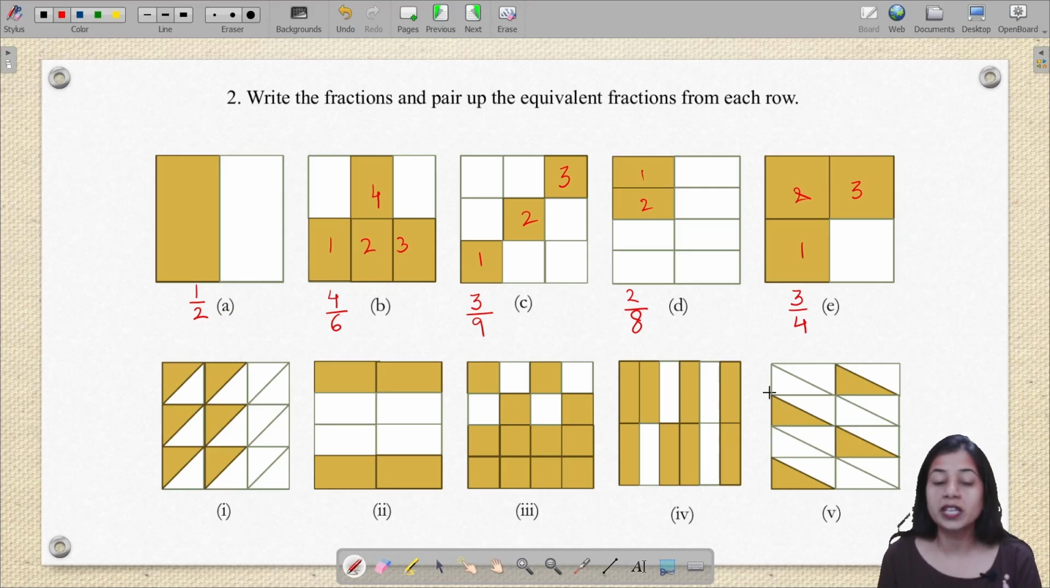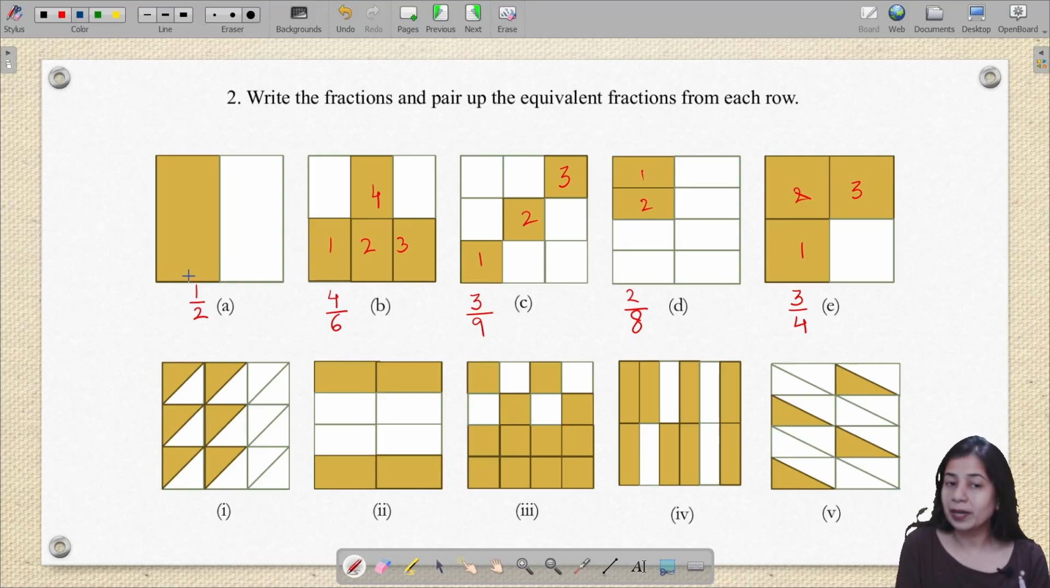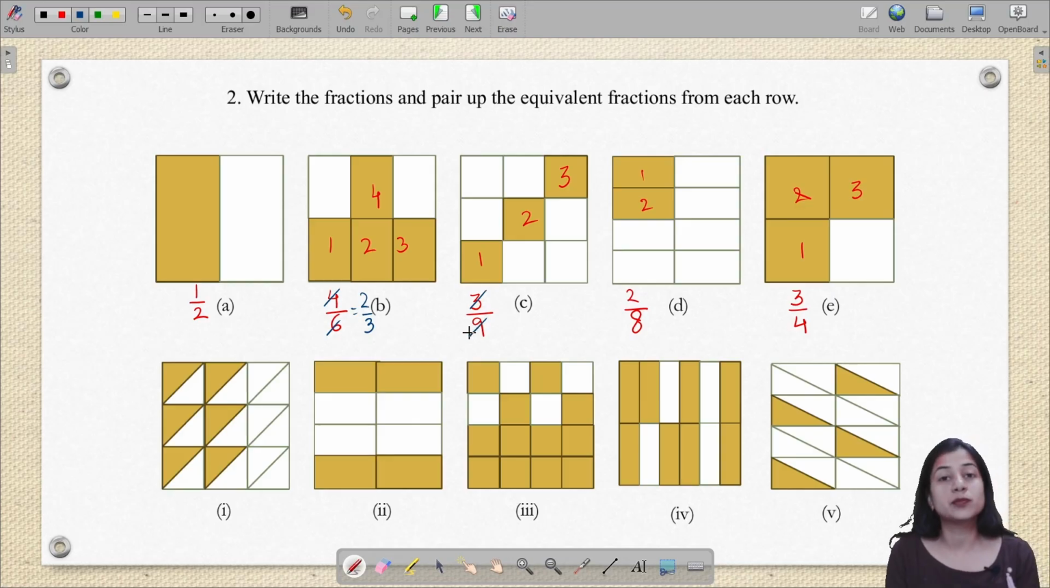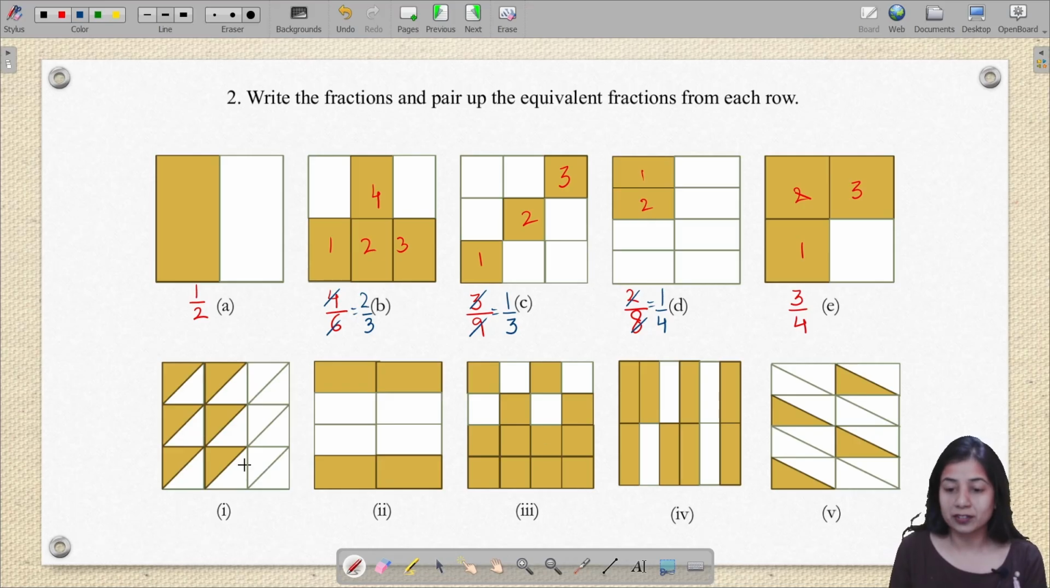So before moving ahead and writing the fractions, let's simplify them. So 1 by 2 is already in the lowest form. Then 4 by 6, both are divisible by 2, giving us 2 by 3. 3 by 9 are divisible by 3, which gives us 1 by 3. 2 by 8 are divisible by 2, giving us 1 by 4, and 3 by 4 is already in lowest form. Now, let's write the fractions of these.